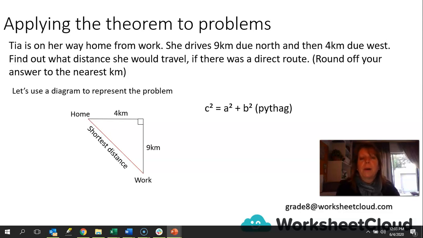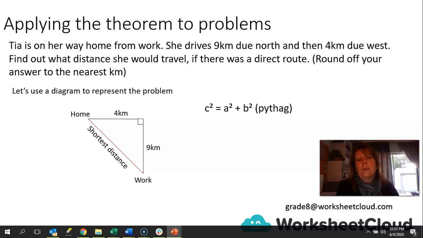You just need to write their Pythag, and your teacher or whoever is looking at your work will know exactly what you're meaning and where you got it from. Okay, so c squared is obviously the shortest distance, and we don't know that. That's what we are trying to find out. So that would be our hypotenuse. Remember, it is directly opposite the right angle.